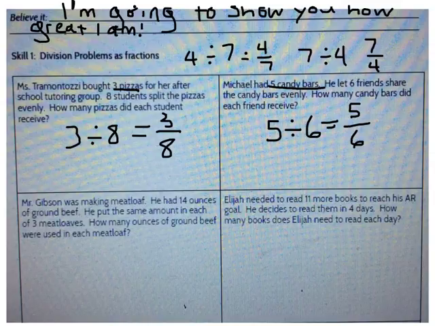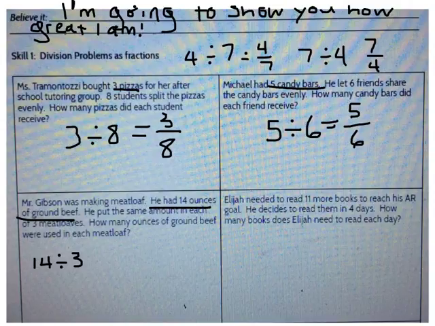Sometimes we'll get an improper fraction as our answer. Let's look at the next question. Mr. Gibson was making meatloaf. He had 14 ounces of ground beef. He put the same amount in each of 3 meatloaves. How many ounces of ground beef were used in each meatloaf? What's being split up in this problem? The 14 ounces of ground beef are being split. So what division sentence could I use to solve this problem? I could use 14 divided by 3.